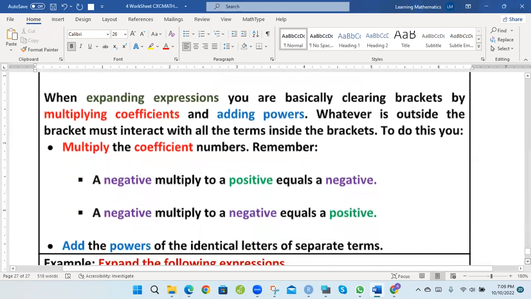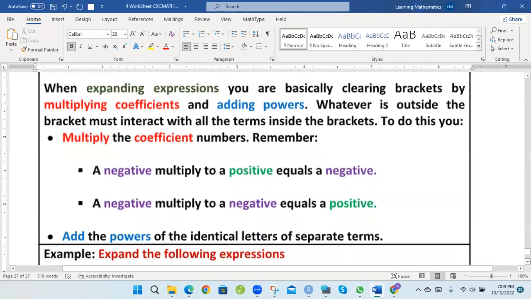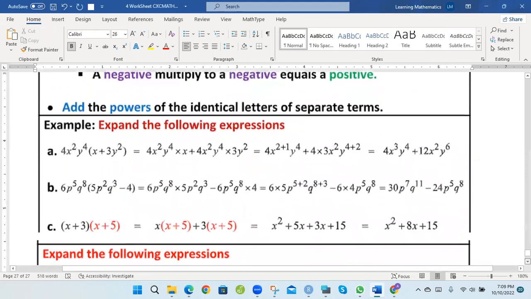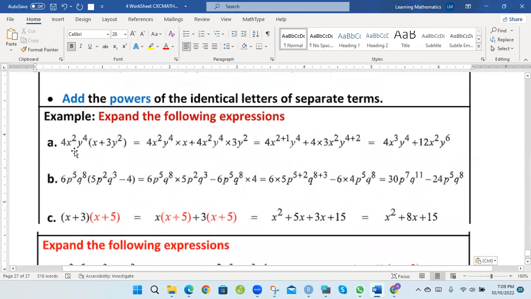A negative multiplied to a negative equals a positive. You add the powers of the identical letters of separate terms. So here you have an example, 4x squared y raised to the 4 times, open bracket, x plus 3y squared, close bracket.